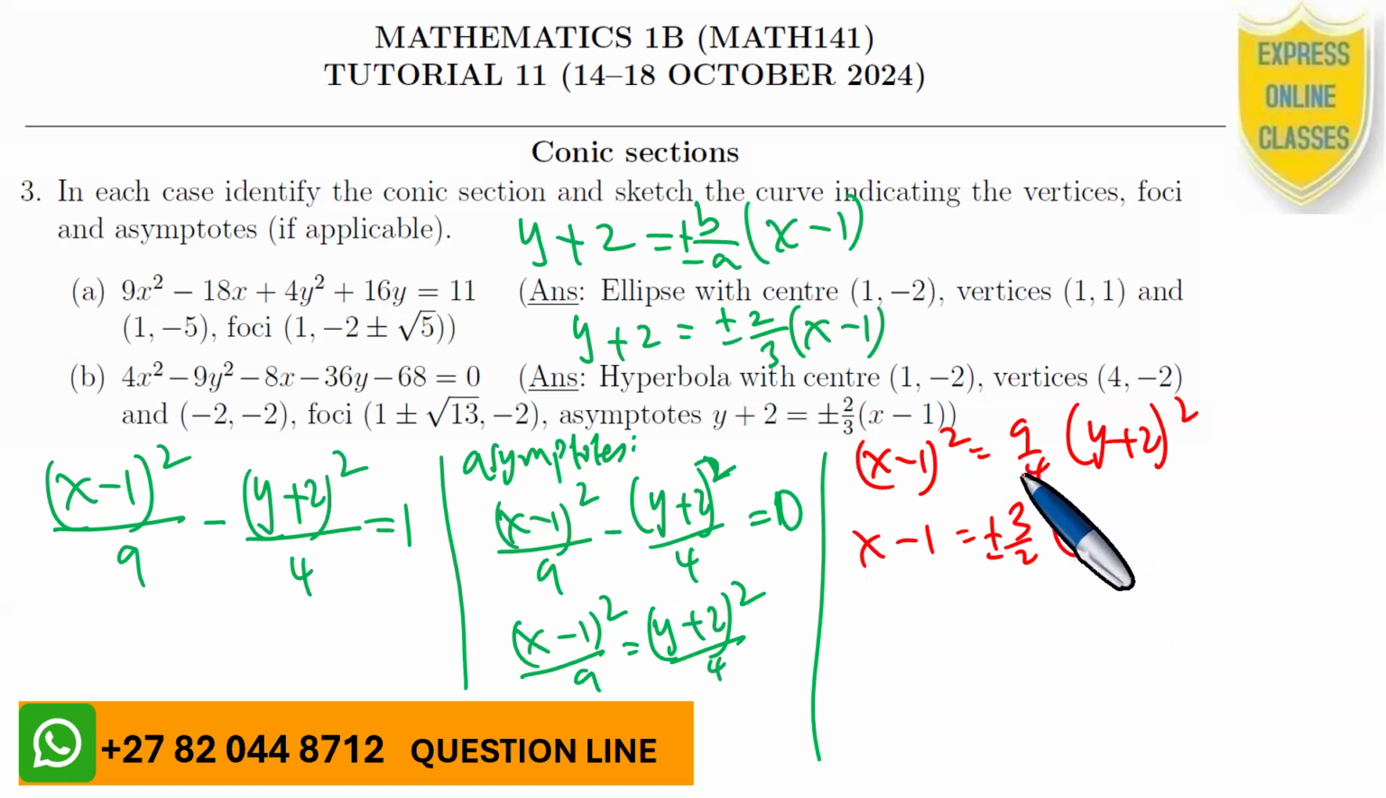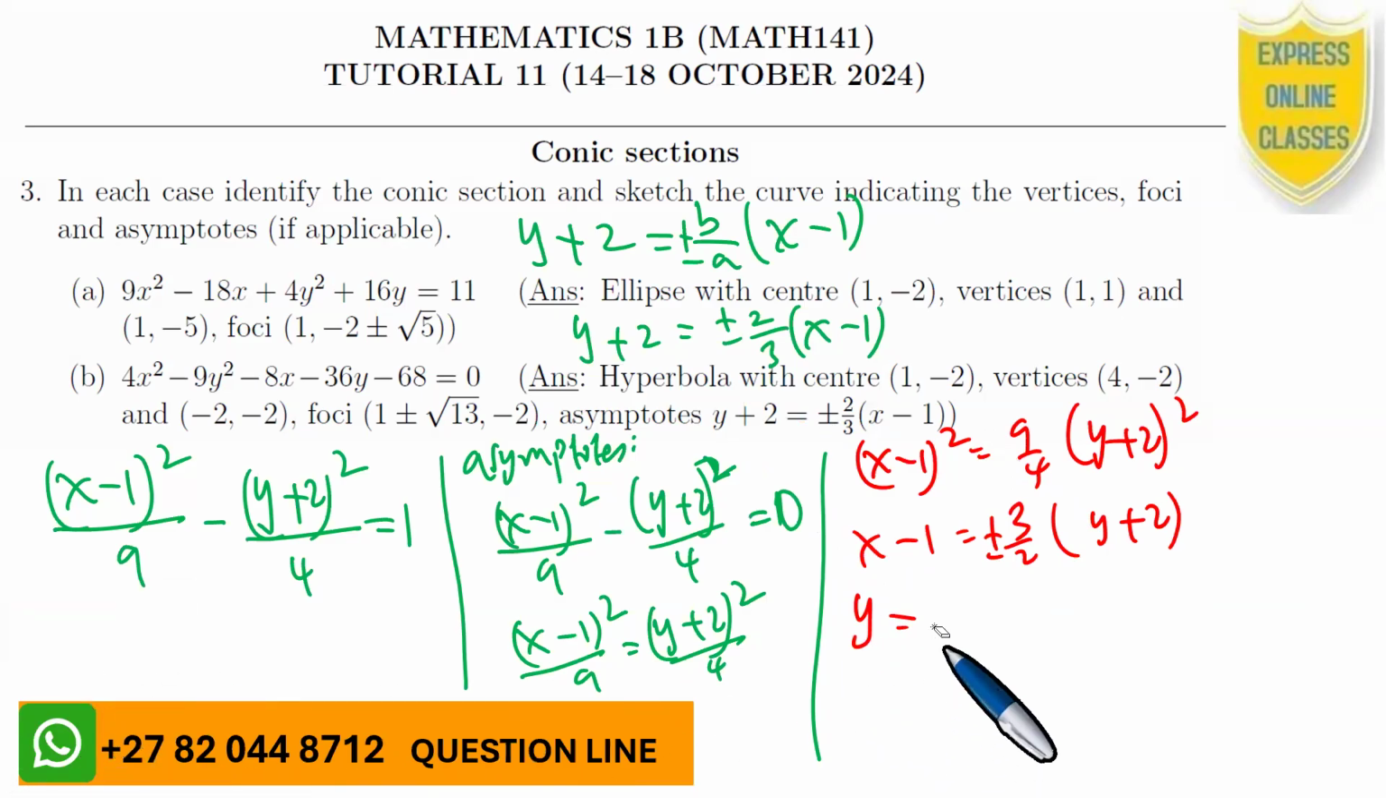3 over 2, because if you take the square root, 9 becomes 3 and 4 becomes 2. Okay, we have taken the square root, but we must always make y the subject. As much as these things are the same, we must make y the subject to get the asymptotes.